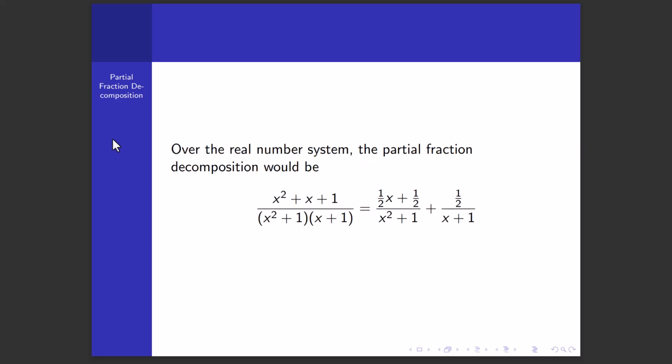So over the real number system, the partial fraction decomposition of x squared plus x plus 1 divided by x squared plus 1 times x plus 1 is going to be 1/2 x plus 1/2 divided by x squared plus 1, plus 1/2 divided by x plus 1.